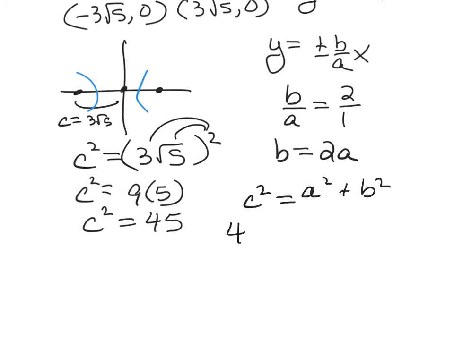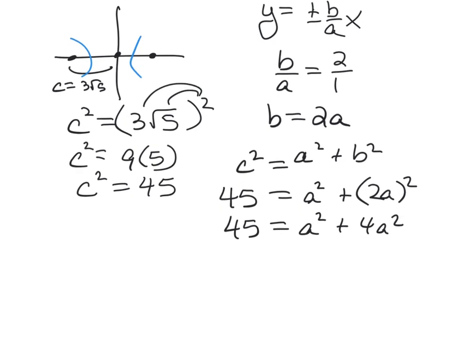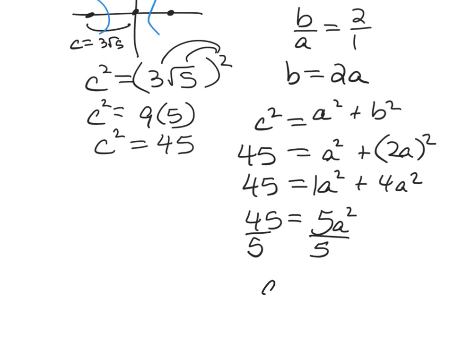45 equals a squared plus 2a squared. A squared equals 4a, or a squared plus 4a squared. Add these like terms. Divide by 5. And a squared equals 9.